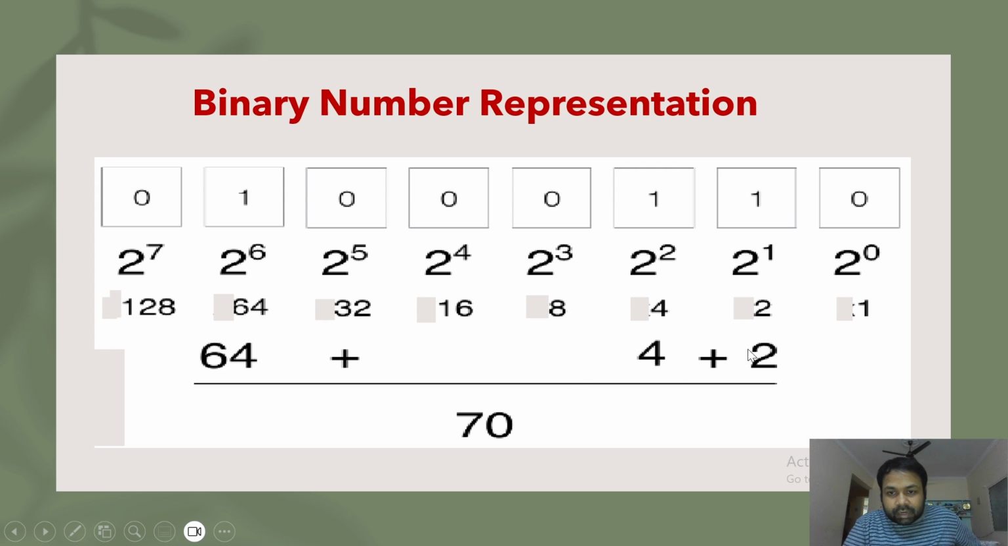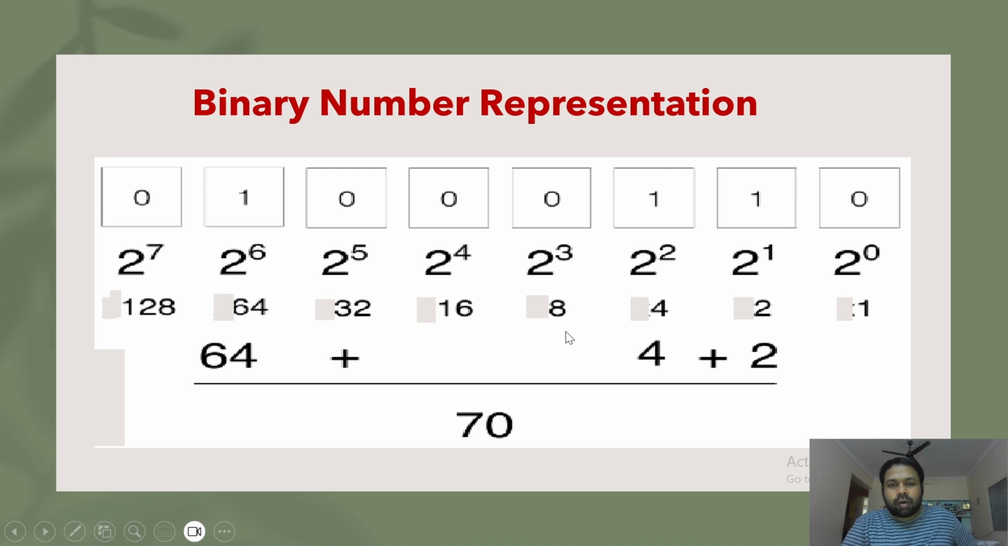Whatever numbers you are considering for getting the decimal number, at those places only we have to put 1. Remaining places we have to put 0. The arrangement should be like this. Rightmost to leftmost, 2 power 0 starting, 2 power 1, 2 power 2, 2 power 3, 2 power 4. It is not compulsory that you always write this big. You can write 8421, a 4-bit code, also.